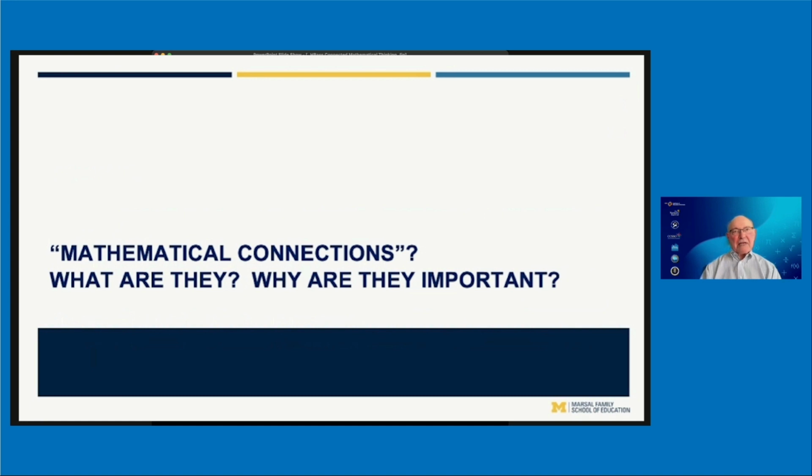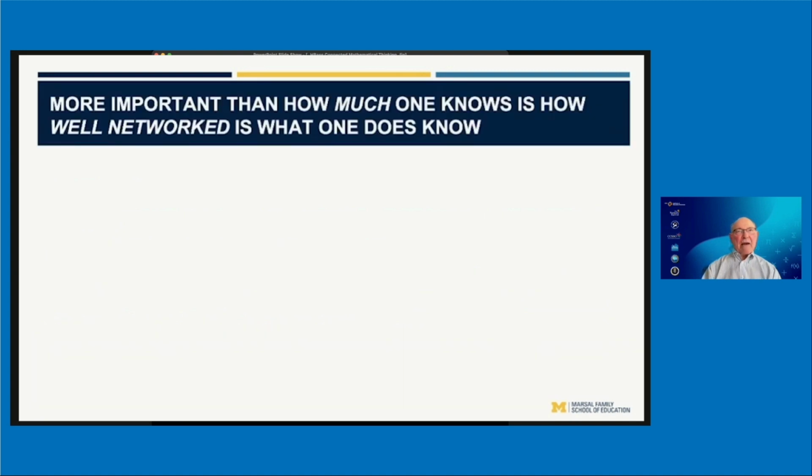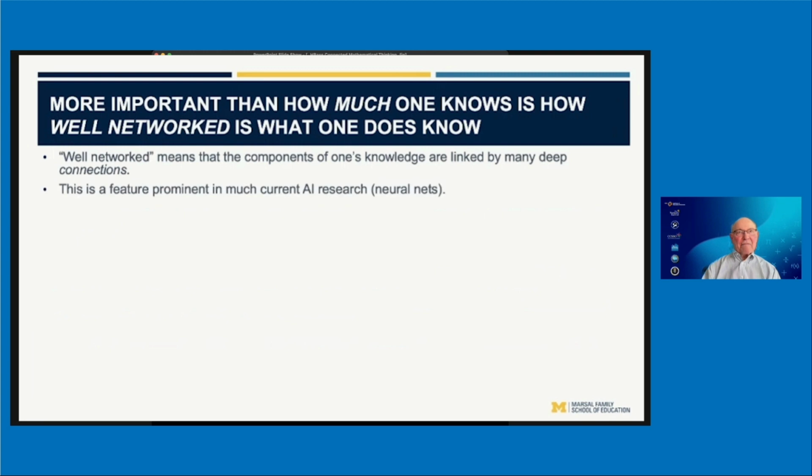So now let me turn attention to mathematical connections. What are they and why are they important? The first thing I want to emphasize is that more important than how much you know is how well networked is what you do know. So well-networked means that the components of one's knowledge are linked by many deep connections. This is a feature prominent in much of current AI research, for example, in connection with neural nets.